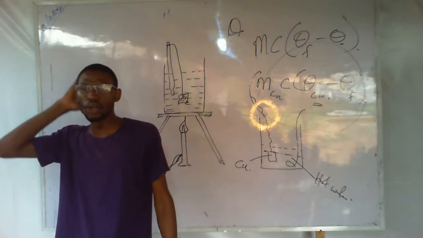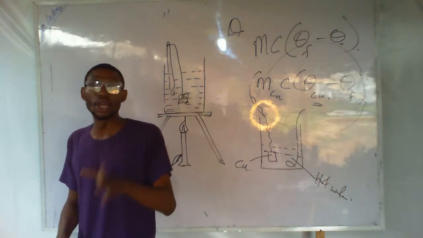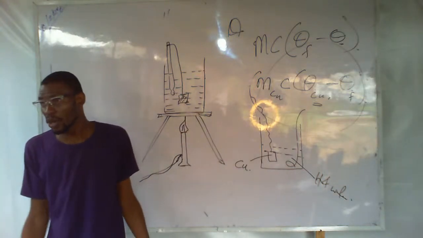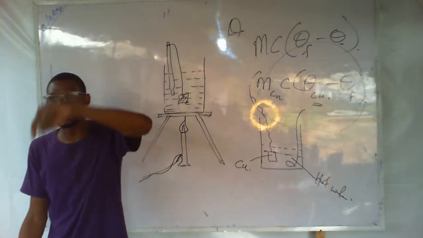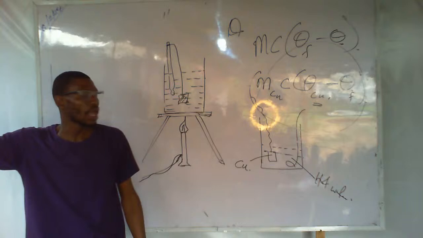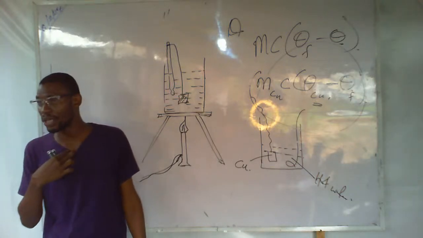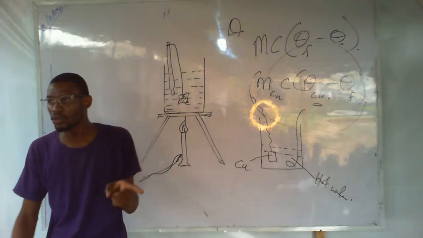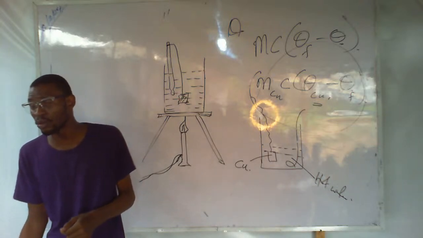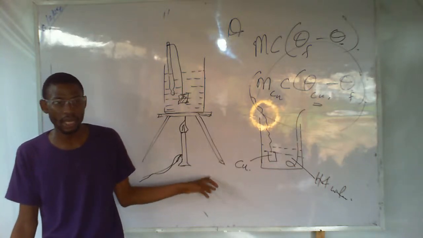So remember, I told you that there are two cases. The hot body is losing heat to the cooler body. The second case is the hot body losing the heat to both the cooler body and the water and the calorimeter. Is that taken? So the next one we are going to draw now is the calorimeter.